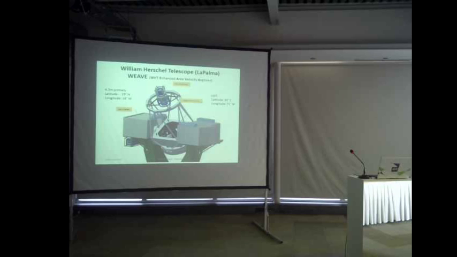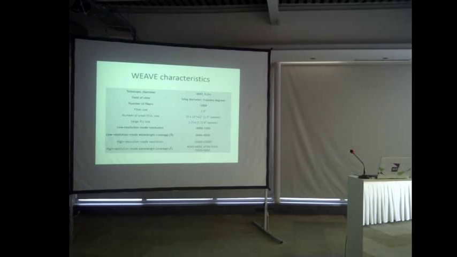So some of the characteristics of WEAVE that are relevant here. The field of view is 3 square degrees, with 1,000 fibers. The fiber diameter of WEAVE is 1.3 arc seconds, so it's on the small side compared with the other systems I mentioned. As well as single fibers, it has a number of fiber bundles, which are more optimized for nearby galaxies.